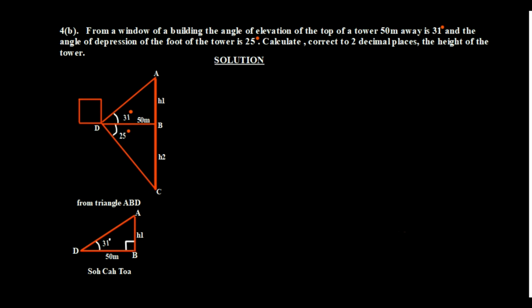So we are going to write out the formula for that: tan theta is equal to opposite over adjacent. You can see opposite divided by adjacent, and remember this is our adjacent, which is 50 meters, and our opposite is H1, because this particular side of the triangle is facing this angle. Now, what is our theta? Our theta is 31 degrees, and our adjacent is 50 meters, and we need to find the opposite, which is the same thing as H1.